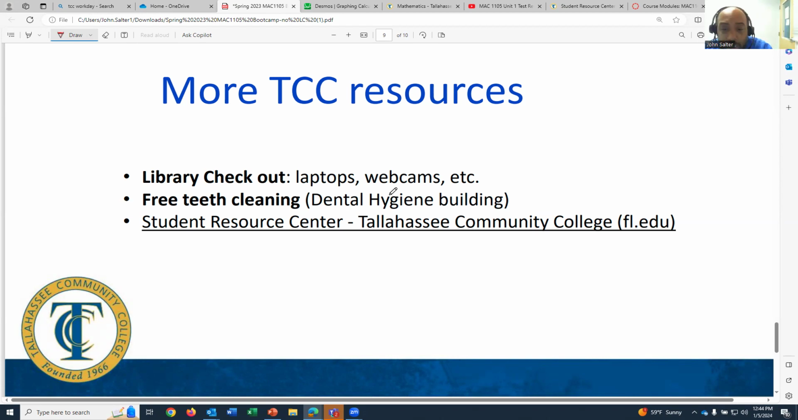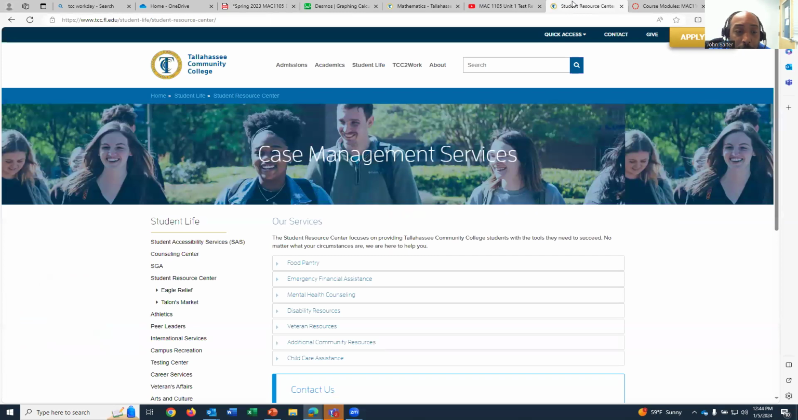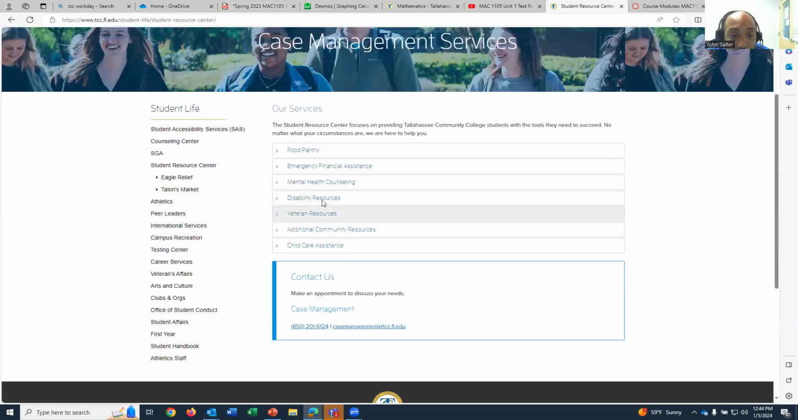Student Resource Center. This is actually a link. I'm going to go to it real quick. I actually pulled it up earlier. We offer a lot of stuff for students that is not related to your classwork, your grades, or your scores. Okay. The biggest one I tell people about is our food pantry. It's called Talon's Market.